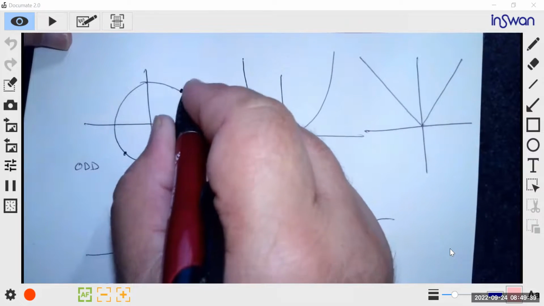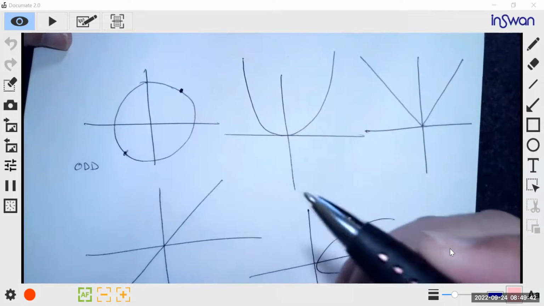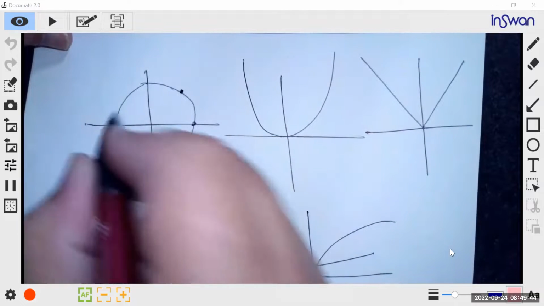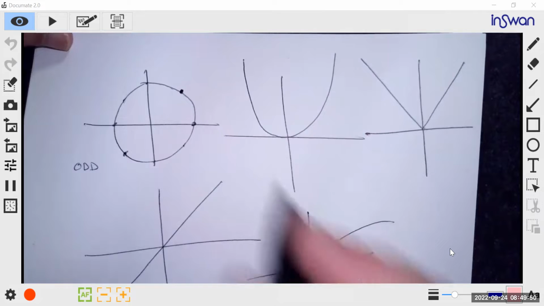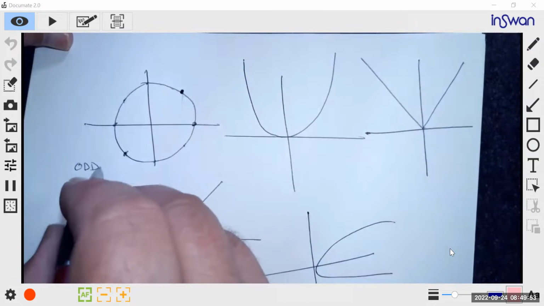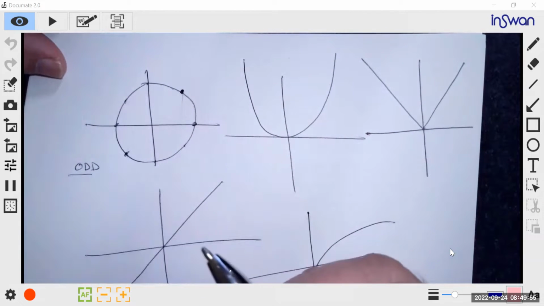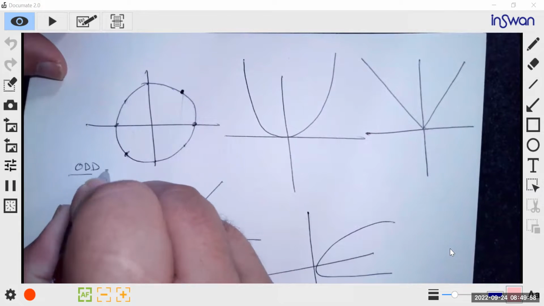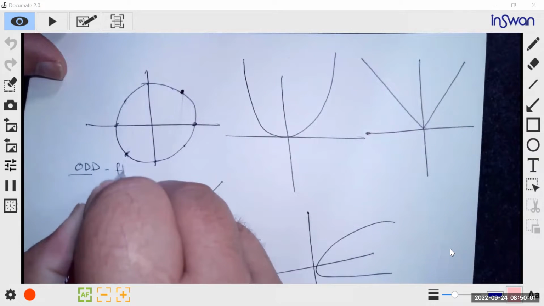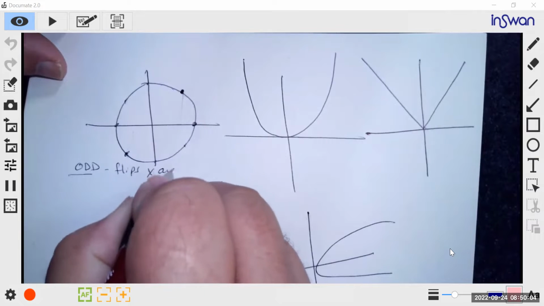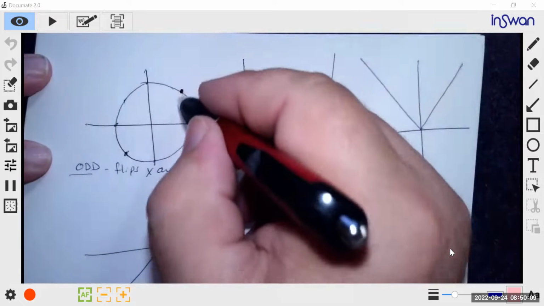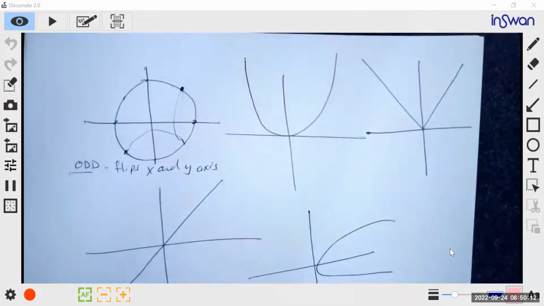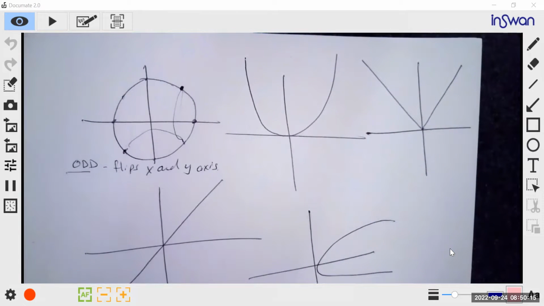because this point here has a mirror image over here. This point here has a mirror image there. Every point has a mirror image. So I flip down and over. So it's an odd function. An odd function means it flips both X and Y axis. Because it has to flip down and it has to flip over. Or it can flip over and then flip down. So that's what an odd function is.